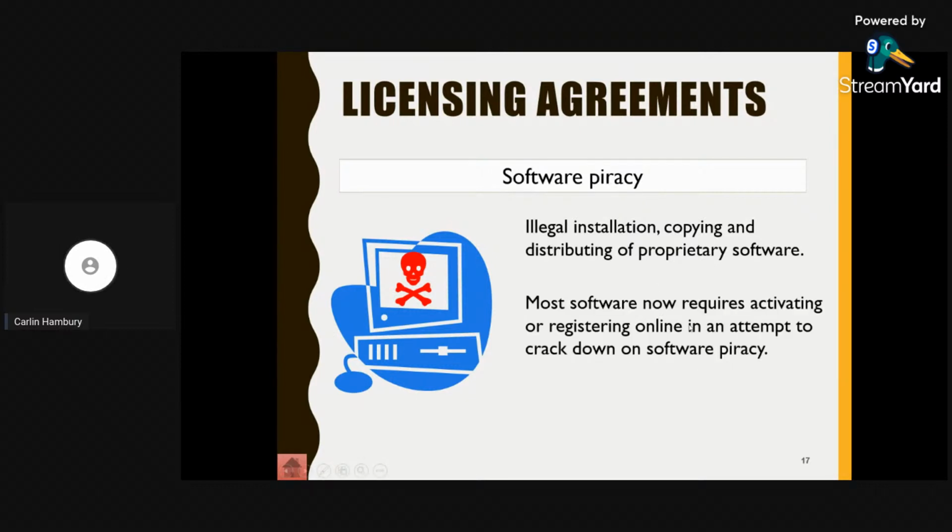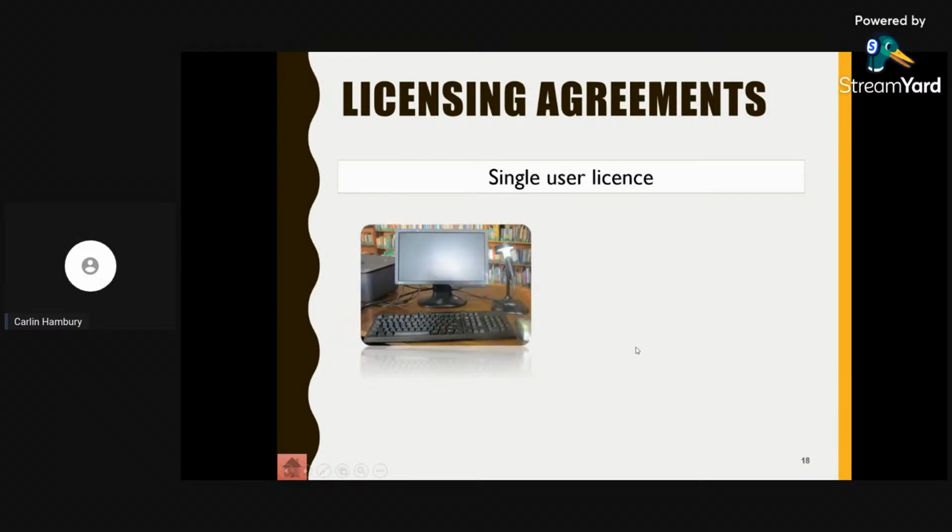Most software, they say, now requires activating or registering online in an attempt to crack down on software piracy. So I know the latest Microsoft Office, what they do is they allow you to install it, use it for about 2 weeks, and then they ask you to put in the activation code, which must be done online. Okay. Software piracy is a crime and can result in hefty fines or even jail time.